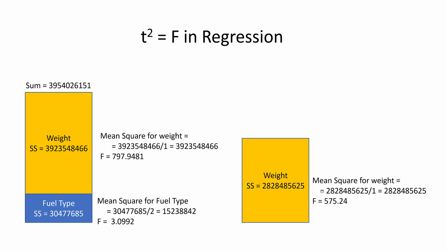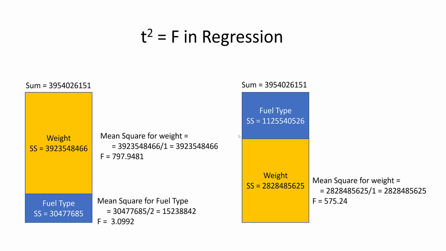Okay. Now the mean square is 575. It's not 797. It's still not equal to t squared. Now after bringing in weight, you bring in fuel type, and again the sum of squares for fuel type is different, and the corresponding f value is also different. So this is what we call type 1 sum of squares, and this is the problem with that.